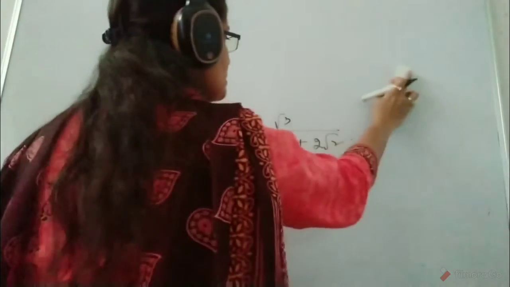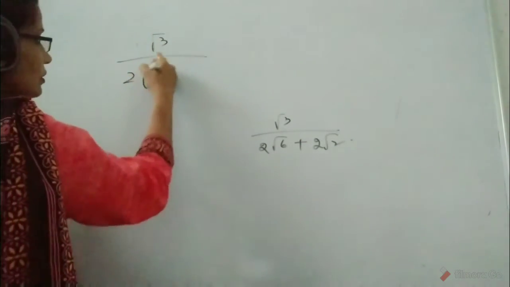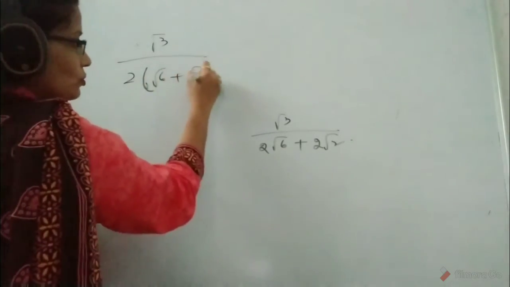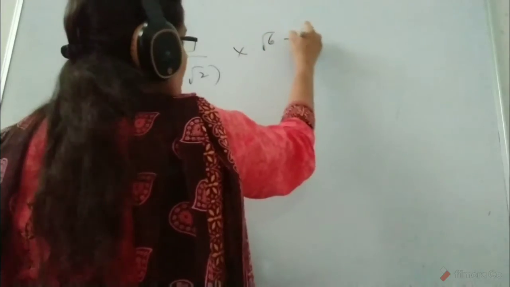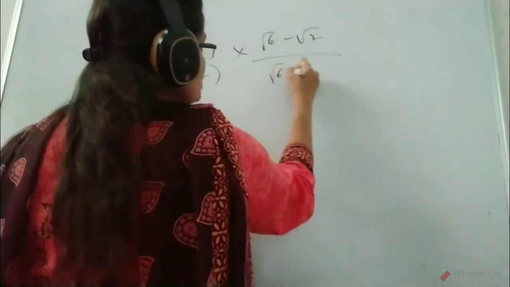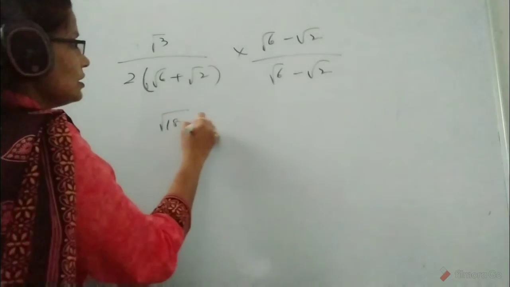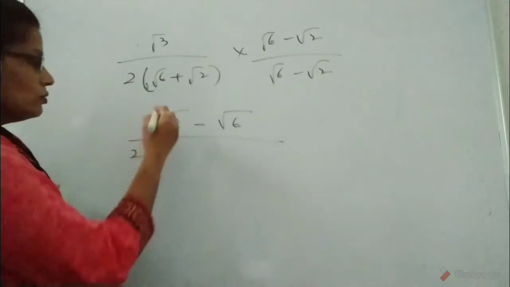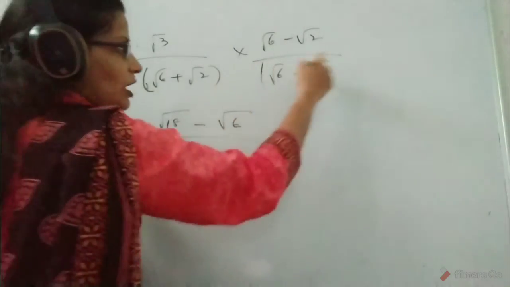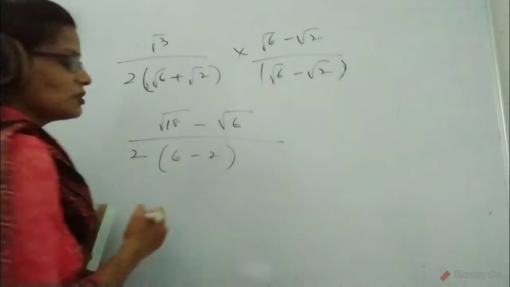We got this. What did we get? Root 3 over 2 common, root 6 plus root 2. Right? Now we can start from here. So root 6 minus root 2 over root 6 minus root 2. So what will you get? Root 18 minus root 6 over 2, a plus b into a minus b. You know the formula, a square minus b square, so it will be 6 minus 2.